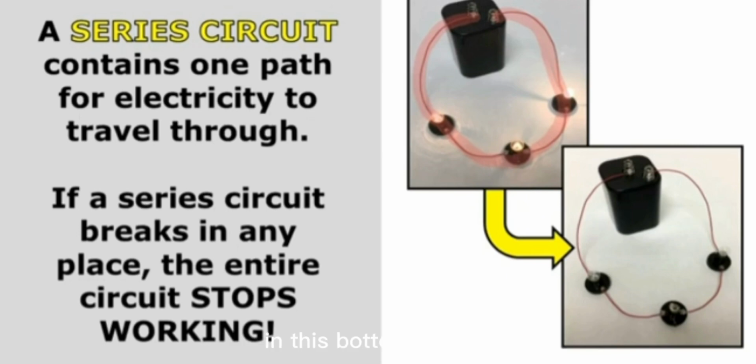In this bottom picture, the middle bulb is broken and that creates a small gap in the circuit. Now electricity cannot get from one side of the battery, through the entire circuit, and back to the other side. So all of the light bulbs have stopped working.